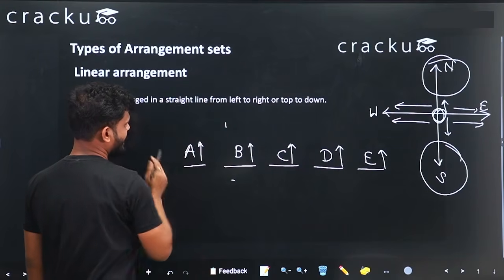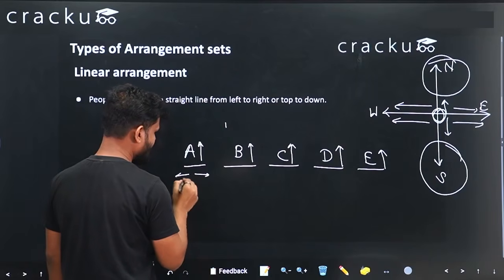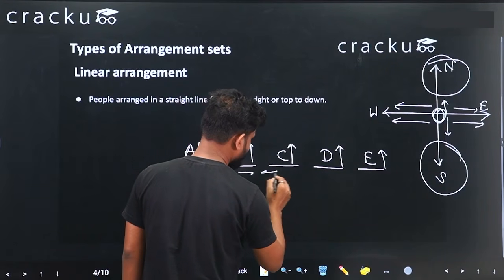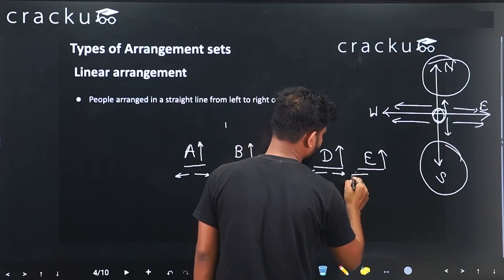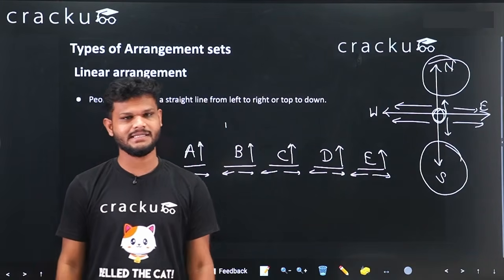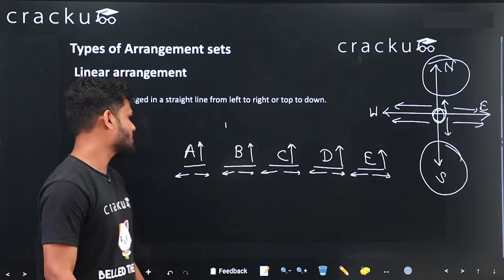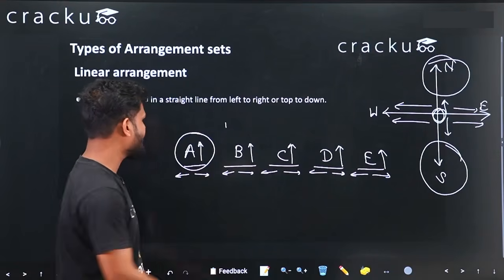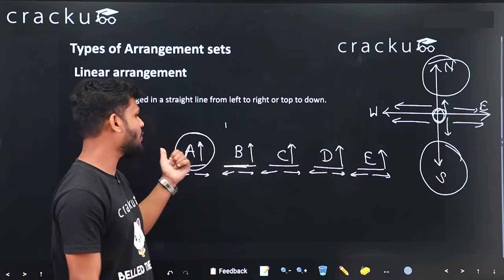Now I can say that for A, this is his right and this is his left. Similarly for B, this is his left, this is right, and similarly for all people I can denote it. Now after this, the important thing is adjacency. Adjacency means who is immediately near to that person. So if I ask for A, who is immediately near to A? B. So I can say B is adjacent to A.